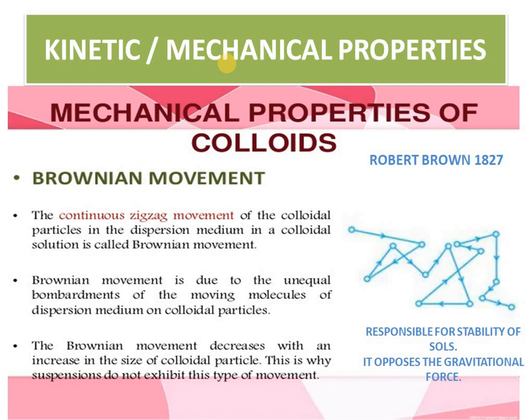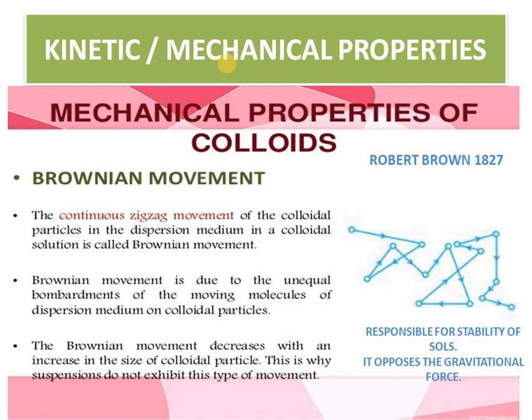What is the reason for Brownian movement? It was found by Robert Brown in 1827, and the reason is unequal bombardment of moving molecules of the dispersion medium on the colloidal particle. The dispersion medium strikes the dispersed particle, and there is unequal force operating on it. That's the reason the colloidal particles are always in zigzag motion, and this movement decreases with the increase of size. As the size increases, the force of gravity becomes more.